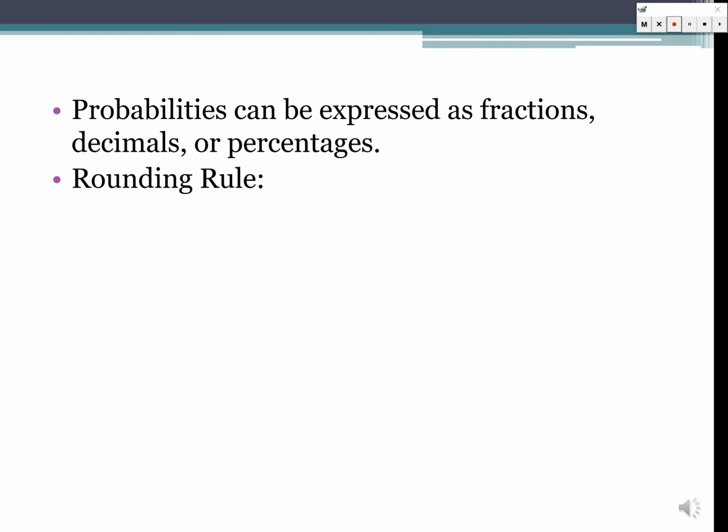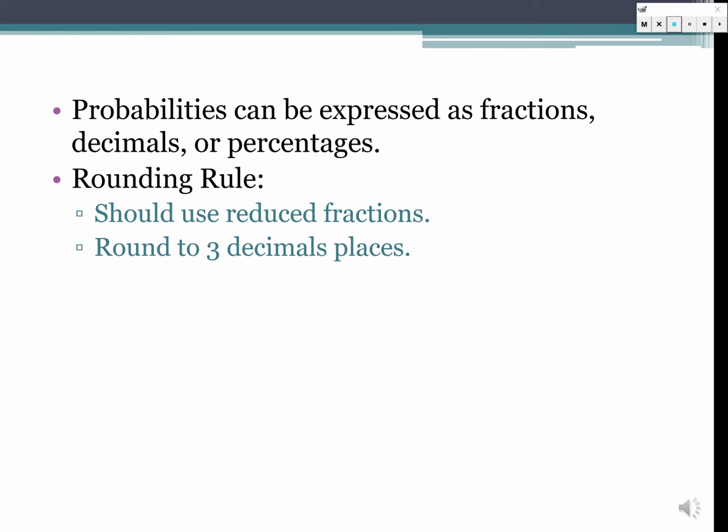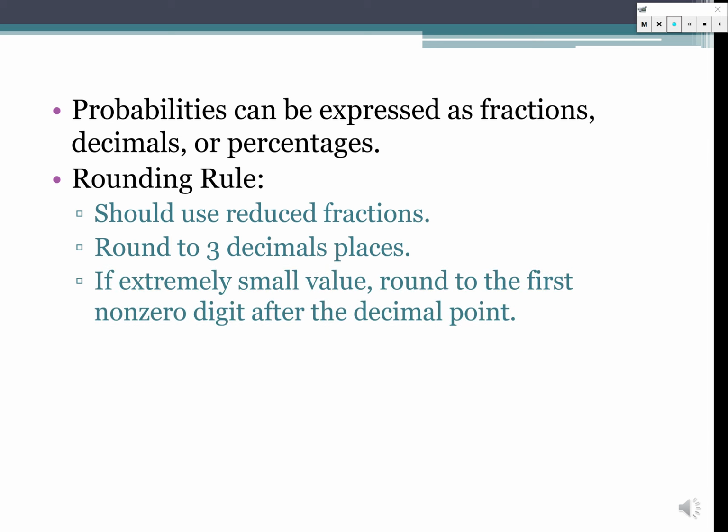The rounding rules, I left those on your sheet, so you have that as a resource, and you don't have to try to dig back through the reading. Again, you should use reduced fractions. Simplify those fractions. There is that handy feature on your calculator that will turn decimals back into fractions, and it has them simplified for you. If you're not sure how to do that, as you practice, let me know. Round to 3 decimal places if you're doing a decimal.